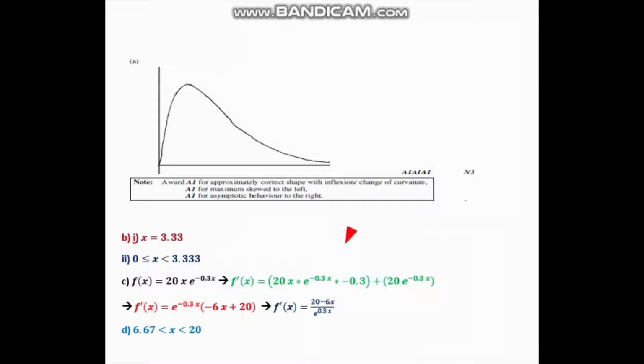Next, I've done some algebra to try to reach their required form. So I've taken out e to the negative 0.3x as a common factor, and what remained in the first term is the 20x and the negative 0.3, and I can multiply those to get negative 6x. As for the second term, what remains is the 20, so I just leave it as it is. Finally, I'll take this e to the power of negative 0.3x and return it to the denominator and return the sign of the power to positive, hence reaching the required show that expression.